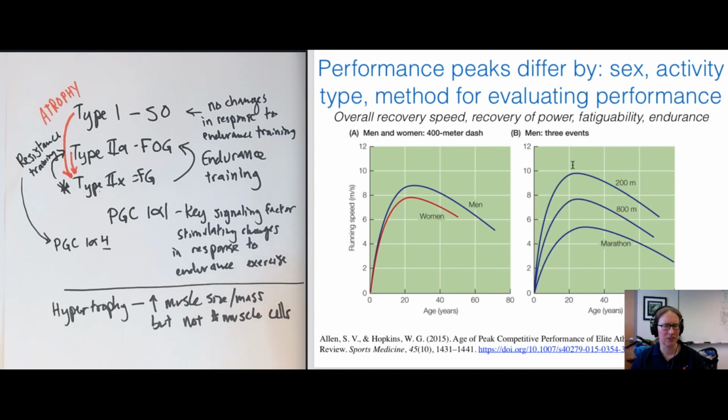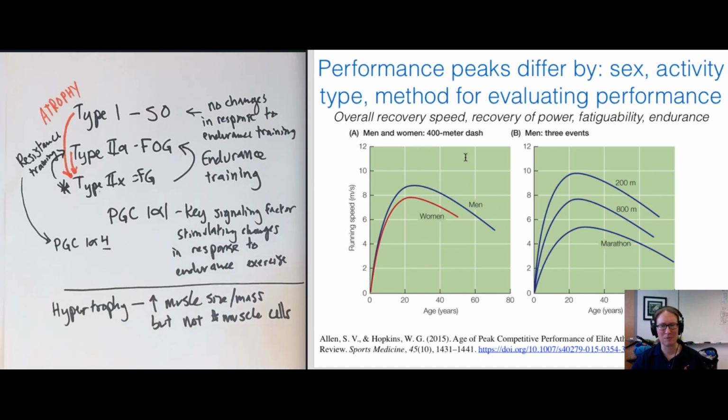On the right-hand side here, just looking at responses in men, I want to highlight that we see a peak in running speed for shorter distances at a younger age, and interestingly, a peak for endurance events occurs at a slightly older age. I also want to note that this highlights only 2 aspects of muscle performance, and I think this is a little bit short-sighted because the performance peaks can very much differ based on sex, based on activity type, but also based on the method for how performance is being evaluated.